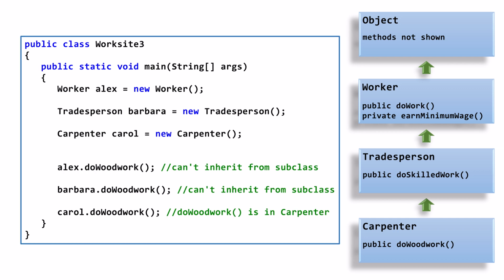Let's look at a final class, WorkSite3. Again, alex is a Worker, barbara is a Tradesperson, and carol is a Carpenter. It is illegal for the alex variable, which is pointing at a Worker object, to call the doWoodwork method. Superclasses can't inherit from subclasses, so a Worker object can't access the doWoodwork method in the Carpenter class. For the same reason, barbara, which points at a Tradesperson object, also can't access the doWoodwork method. The carol variable points at an instance of Carpenter, so it can call the doWoodwork method.